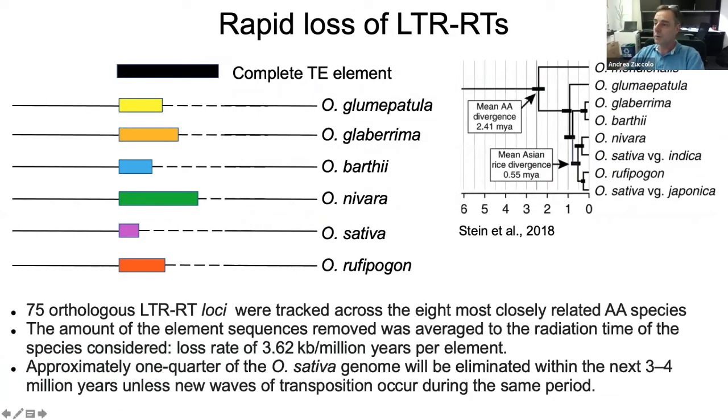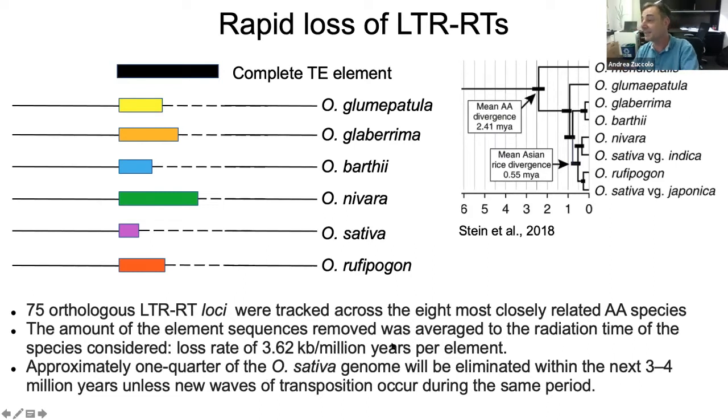We were also able to study the removal of these elements. We analyzed 75 orthologous LTR-RT loci, and for each of these loci, we figured out how much of the TE sequence was removed, by comparing the remnants to the original complete element. And then we related the total amount of sequence removed to the radiation time that originated the species. In doing that, we figured out that the removal rate is 3.62 kb per million years per element.